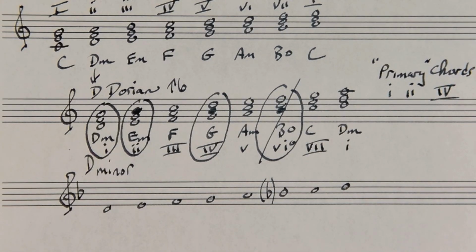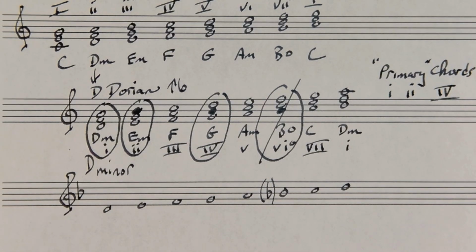Of course, you could use any of the chords in a composition or an improvisation. It's just that you will create really good emphasis on the particular color of Dorian if you gravitate to these particular primary triads.